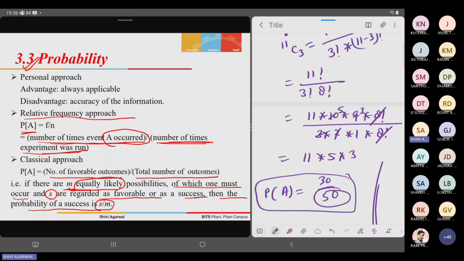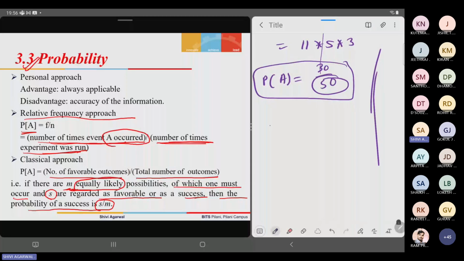And the event is that head occurs. How many times can it occur? One. So the probability of coming head is 1 by 2. They are equally likely, so we can apply this approach here. We don't have the coin, but we know how many possible outcomes there are, that is head and tail, so only two possible outcomes. How many times will the head come? Only one time, if we are tossing a coin one time.